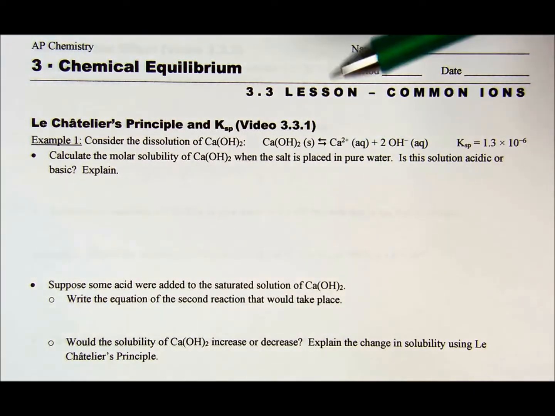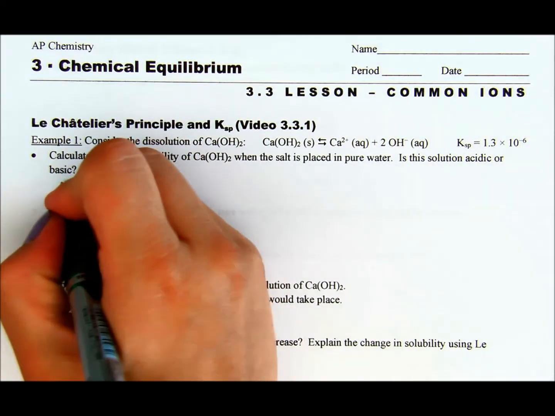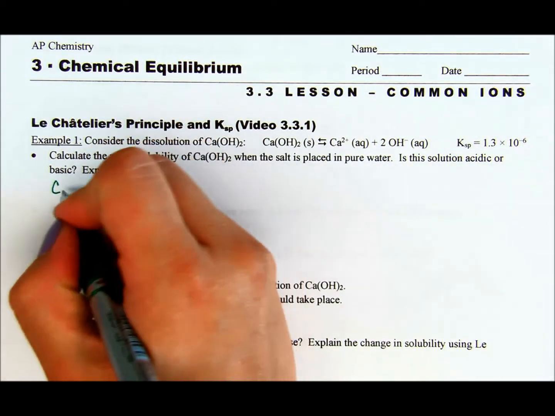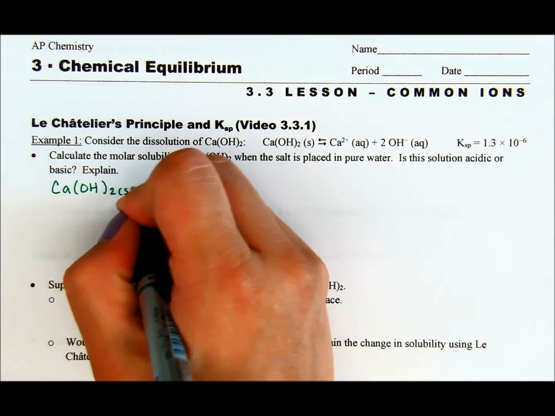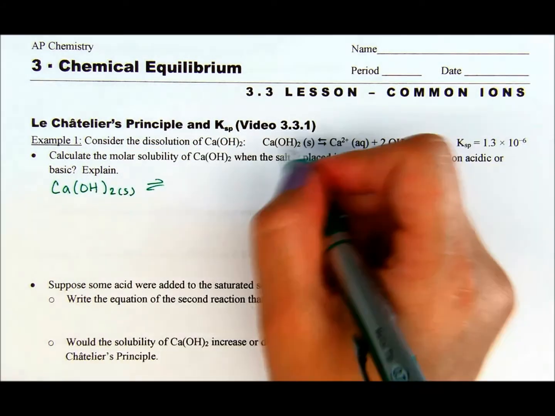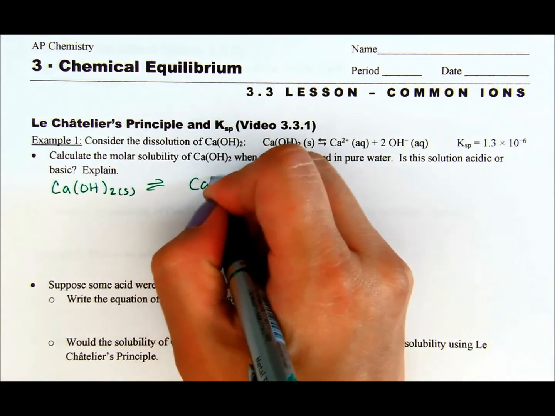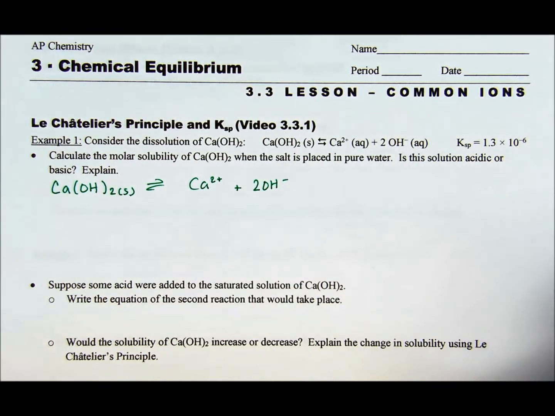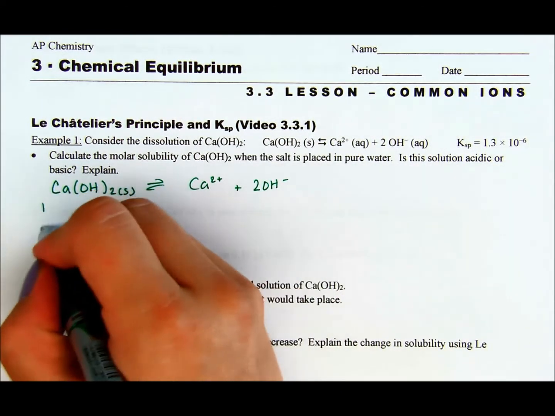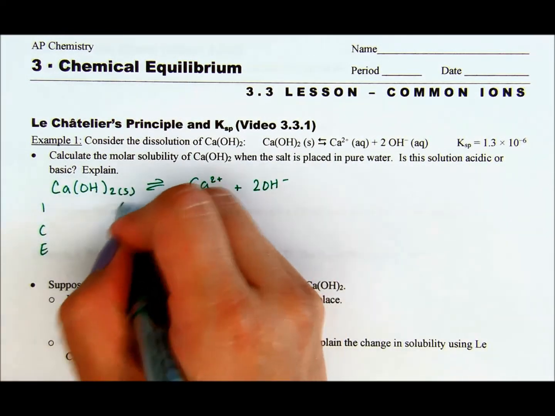So our first example: calculate the molar solubility of calcium hydroxide when the salt is placed in pure water, and then is the solution acidic or basic, and explain. First, let's write our dissociation equation for our salt. Here we have our calcium hydroxide, a solid, in equilibrium. I'm just copying this down with calcium ions and our two hydroxide ions. It's our balanced equation. Initial, change, ending.